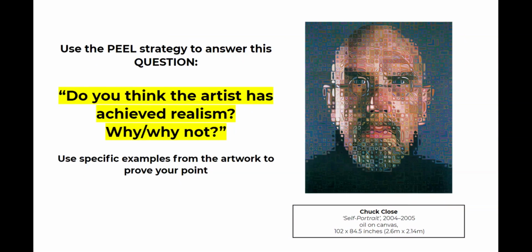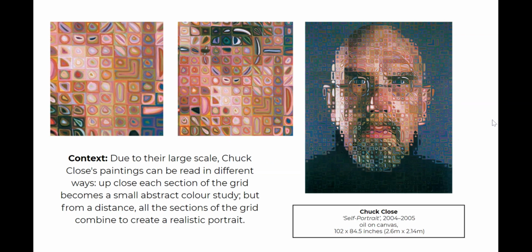Now, the Peel paragraph needs to be structured around this question, which is: do you think the artist has achieved realism? Why or why not? So you need to form an opinion here on whether the artist has actually achieved realism in this artwork, and you're also going to need to use specific examples from the artwork to prove your point.